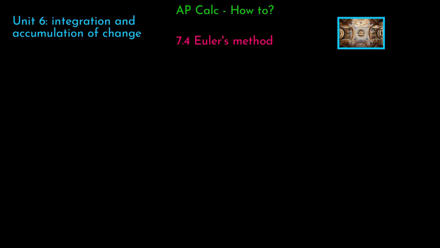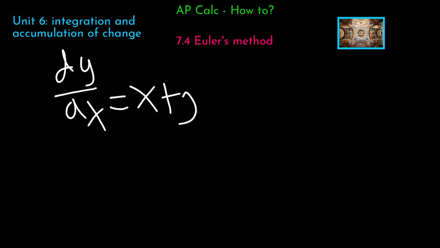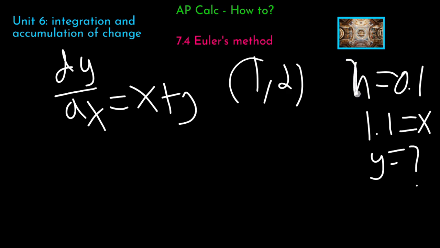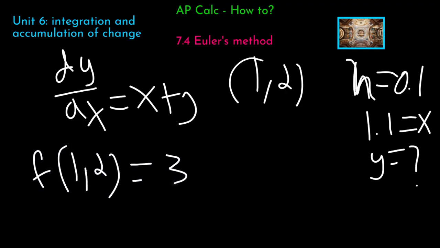Our first example is going to be a differential of dy over dx equals x plus y. Starting point 1, 2. Step size h equals 0.1. Estimate y at x equals 1.1. So what we're trying to do is find what y equals when x equals 1.1. That's what we need to get to. So, compute the slope at 1, 2. f of 1, 2 equals 3.